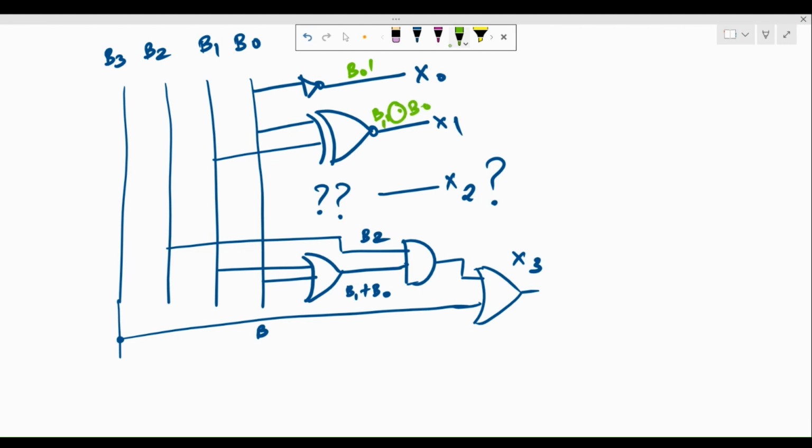I had given you an exercise as to compute what X2 is. I'd like you to find it out and fill it up here. It would be looking similar to X3 with more number of terms in it, right? So it will have a set of logic gates. So here X3 was actually B3 plus B2 dot B1 plus B0. So that's exactly what has been implemented over here.